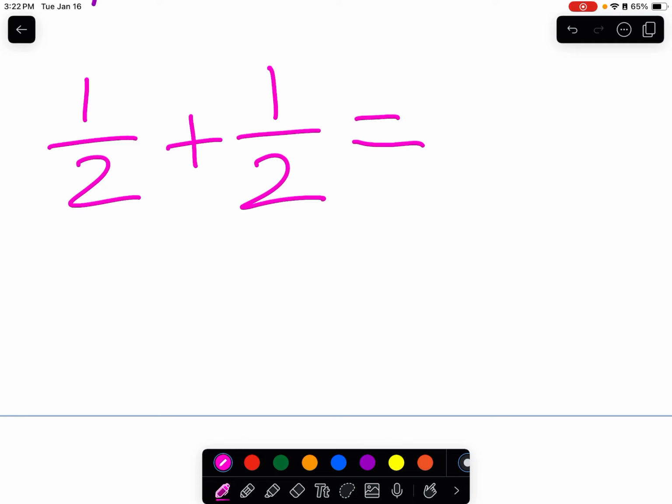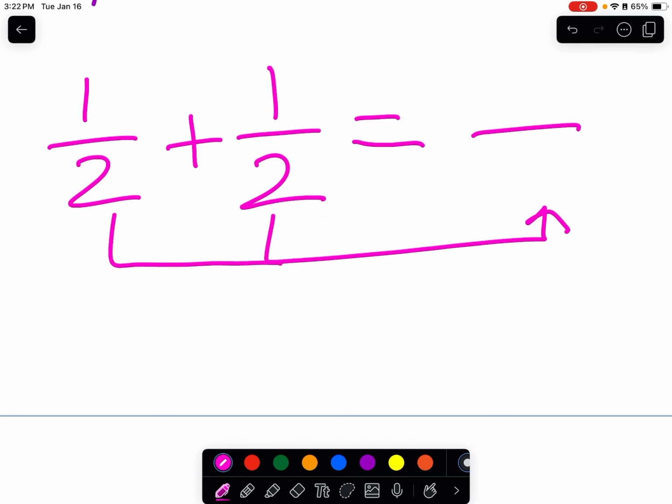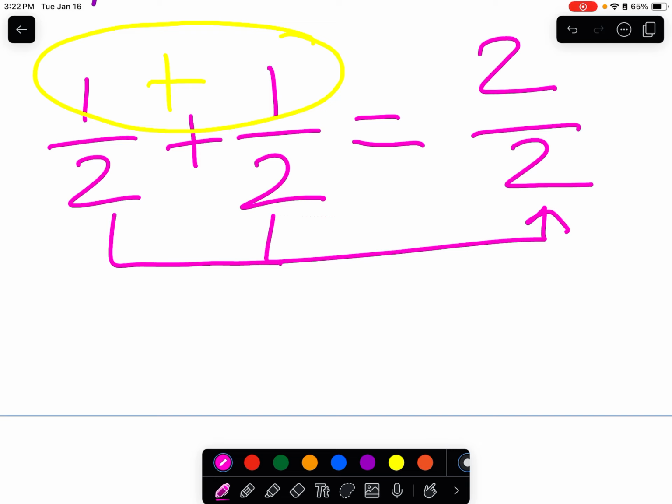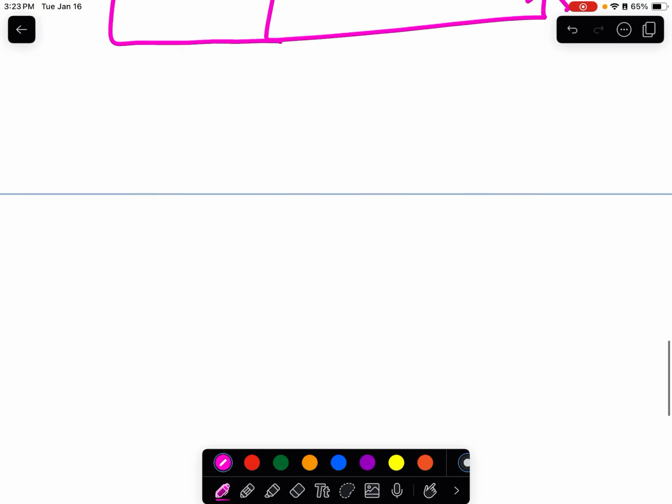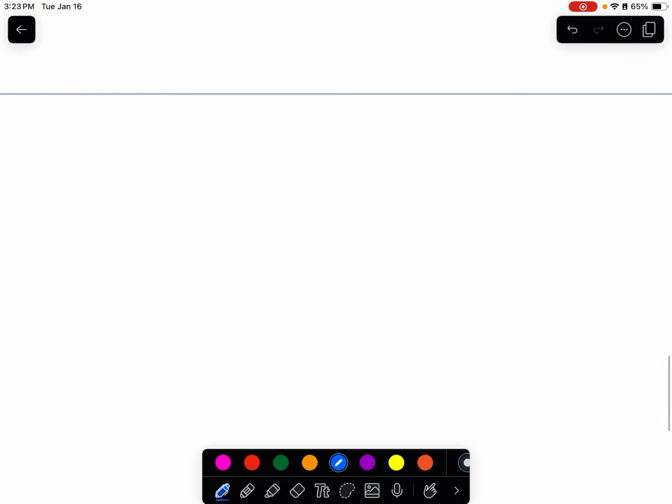When you have 1/2 plus 1/2, you keep the denominator the same. And then what you're going to do is add the numerators, 1 plus 1, and that's going to give me 2. So when you are adding fractions with the same denominator, all you need to do is keep the denominator the same and add the numerators. In other words, you keep the downstairs the same and then you add the upstairs. Let's do a few examples.